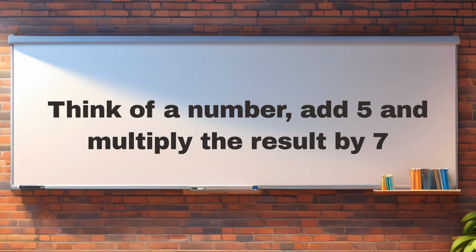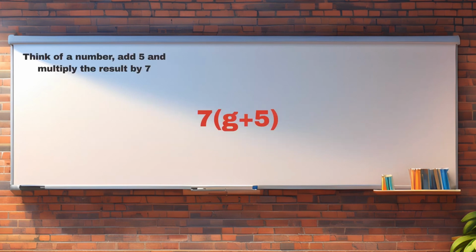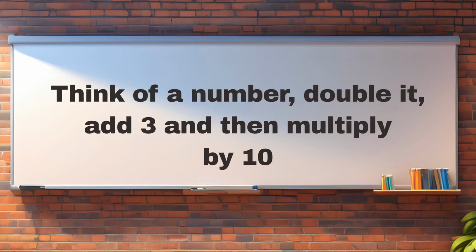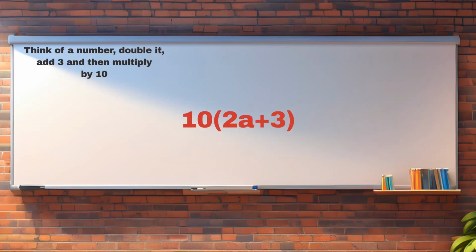In this question, it asks you to think of a number, add 5 and then multiply the result by 7. So, we first do g plus 5. We then put brackets around them as the result of the letter and 5 is to be multiplied by 7. Here is another one. This question asks you to think of a number and double it first. So that is what we do first. We then add 3 to it. Once we are done with it, we put brackets around the whole expression and multiply it by 10. Remember to put the 10 before the brackets begin.